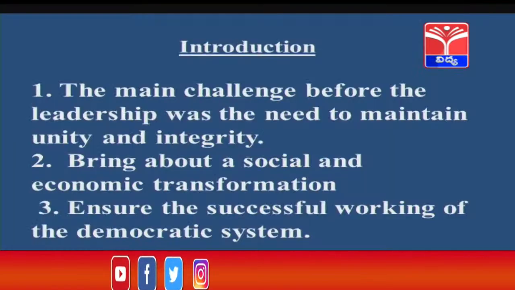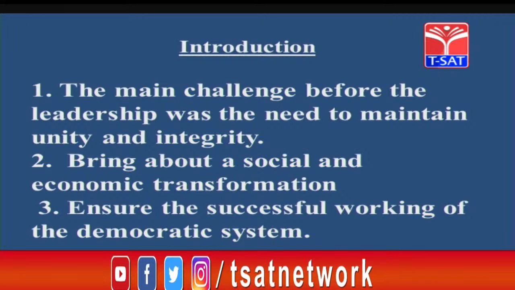The main challenge before the leadership was the need to maintain unity and integrity. India is a large country. India is a huge nation with a large and vast population, diversification of languages and regional habits. To overcome this, we have to think that if we take any kind of step or policy, it should not hamper the unity and integrity of the nation. So, leaders kept in mind that any new policy must not hamper the unity and integrity.